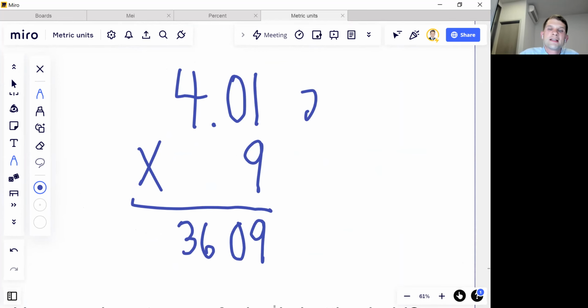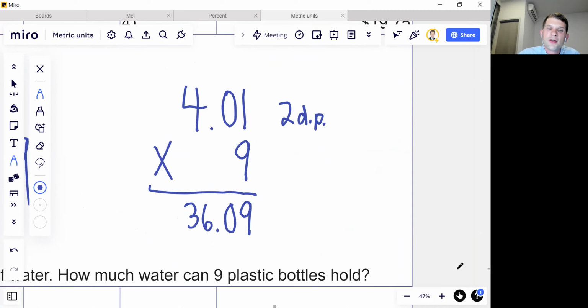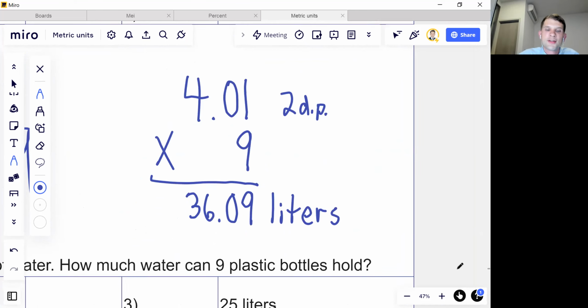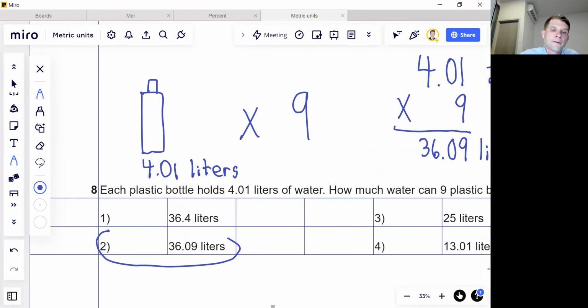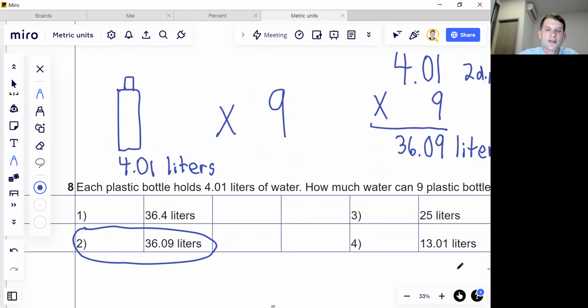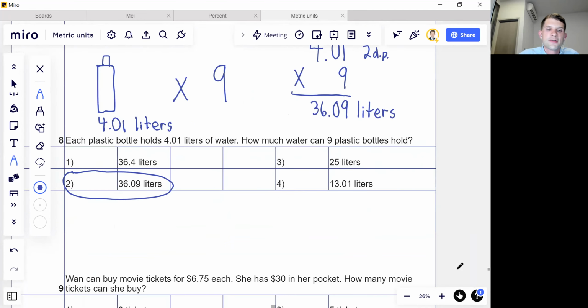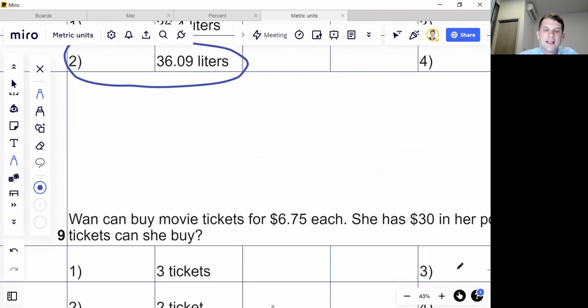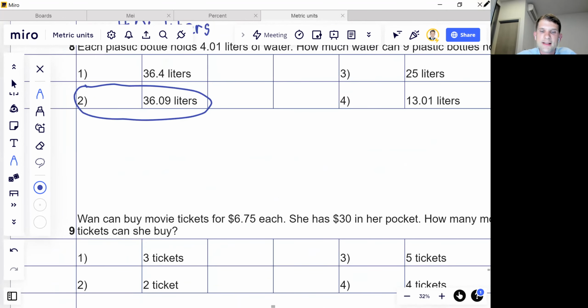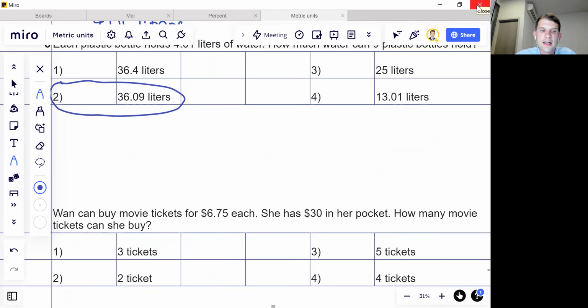So we see we have 2 decimal places on this top number. So we know we need to put the decimal right there in the middle. And that's going to be 36 9/100 liters of water for those 9 bottles. So that is option number 2 here. So 36 9/100 liters. Next question says, Juan can buy movie tickets for $6.75 each.